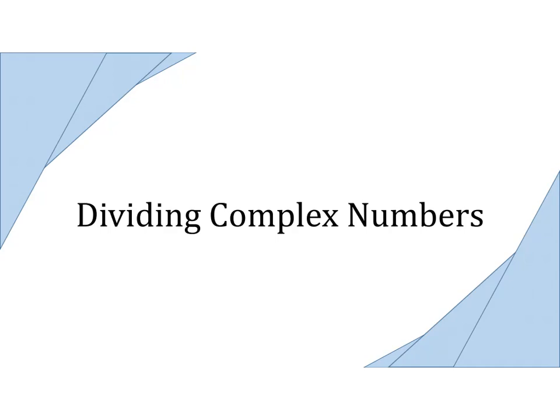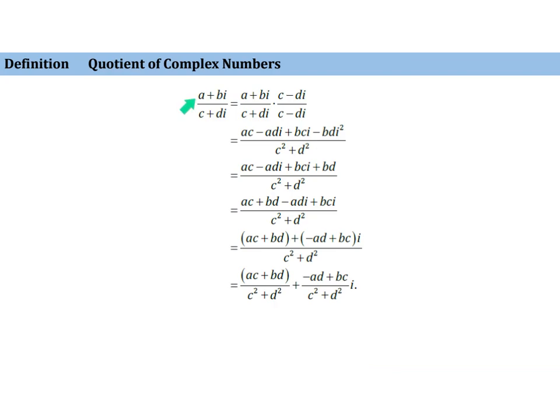We have seen how to add, subtract, and multiply complex numbers. And now that we have figured out what a complex conjugate is, we can use that information to divide complex numbers. If we take a plus bi and divide it by c plus di, this is the process that we take. We multiply the denominator by c minus di, which is the complex conjugate of c plus di. And since we're multiplying the denominator by that, we must also multiply the numerator.